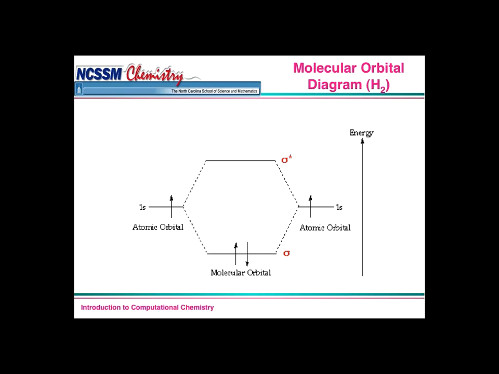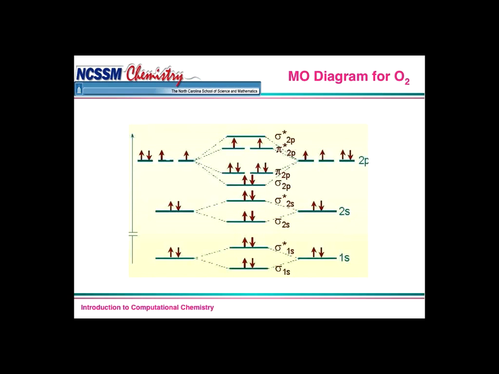So in this case, what you're seeing is a bonding molecular orbital, that's the line on the bottom, and an anti-bonding molecular orbital, that's the one on top. Okay, wow, look at this, complicated. Here's the molecular orbital diagram for oxygen.